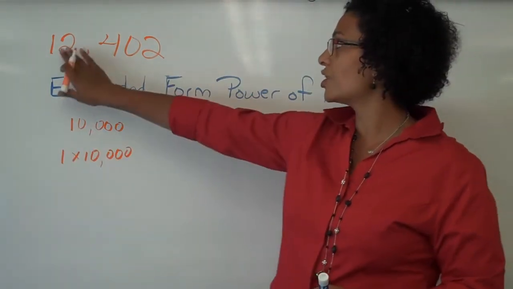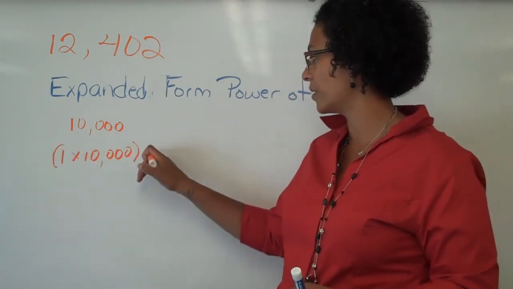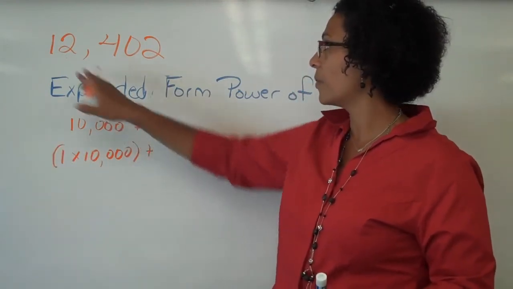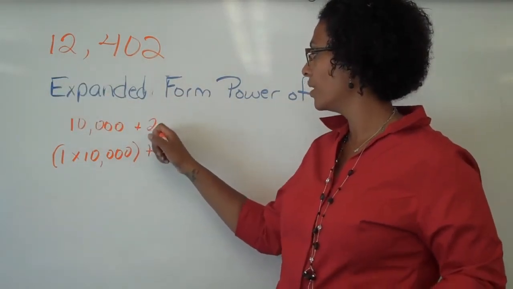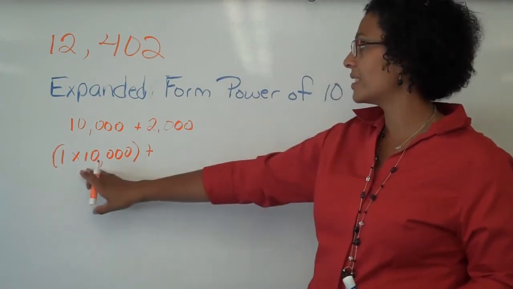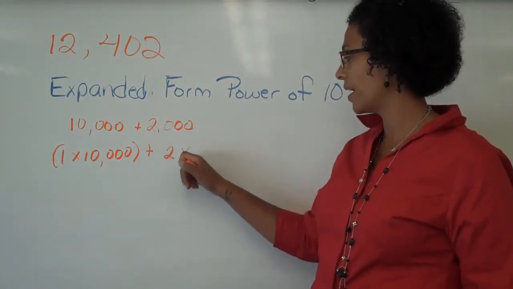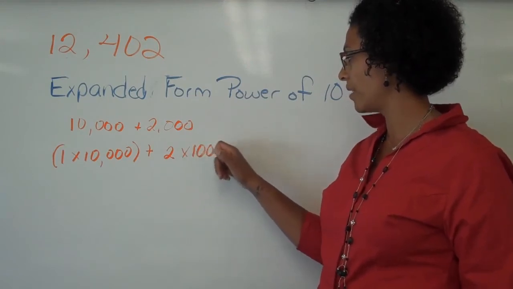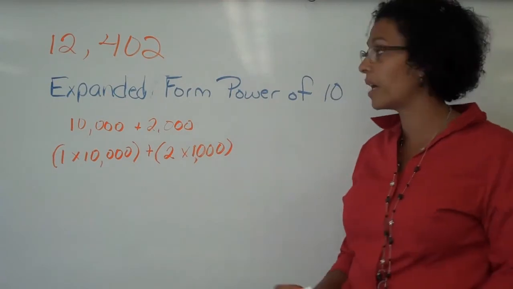Okay? This 2, I'm going to put it in parentheses and I'll explain that after we're done. Okay, so my expanded form, plain expanded form, this 2 is worth 2,000. So my expanded power of 10 is going to be 2 times 1,000. 2 times 1,000 would give you 2,000.